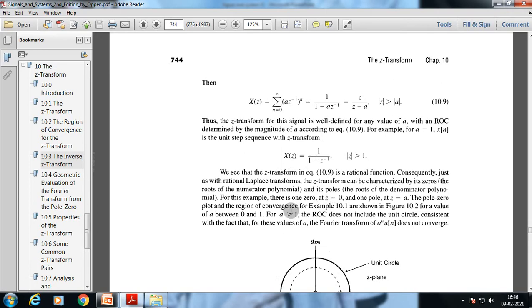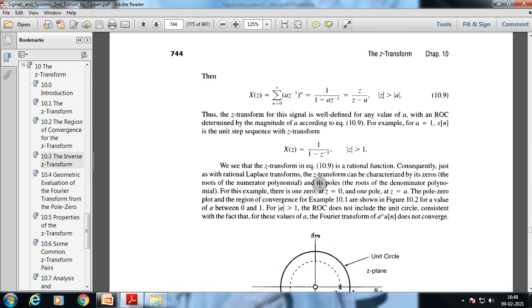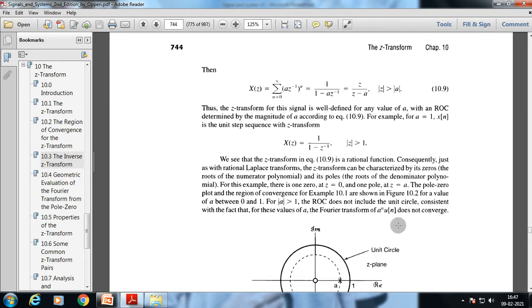Consequently, just as with a rational Laplace transform, the Z transform can be characterized by its zeros, the roots of the numerator polynomial, and its poles, the roots of the denominator polynomial. For this example, there is one zero at z is equal to 0 and one pole at z is equal to a. The pole-zero plot and the region of convergence are shown here for a value of a between 0 and 1. For mod a greater than 1, the ROC does not include the unit circle, consistent with the fact that for these values of a, the Fourier transform of a to the power n u of n does not converge.